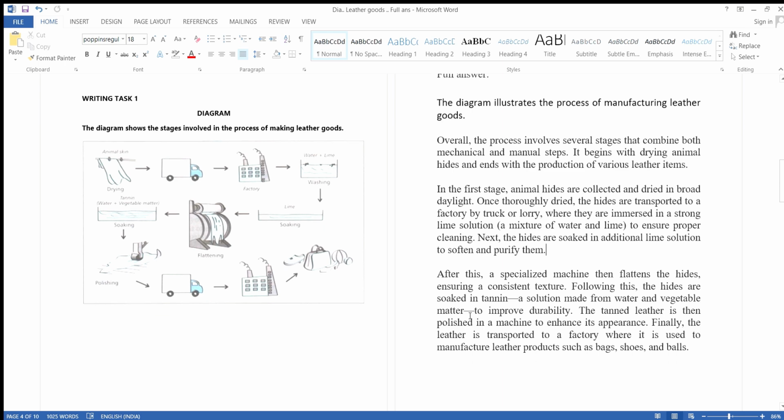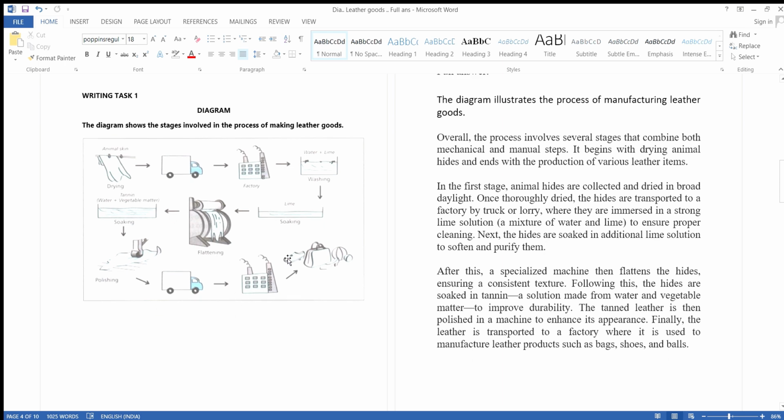The next body paragraph, which speaks about the balance stages. So it is, after this, a specialized machine then flattens the hides. The word flattening is converted into flattens. Students, don't worry about looking for synonyms of the word. Rather, it is the parts of speech application which really counts towards your score. So it is the word flattening which is converted into flattens. The word drying here is converted into dried.